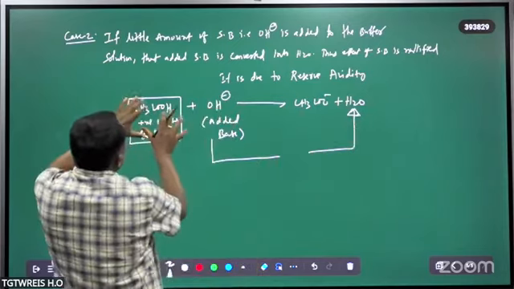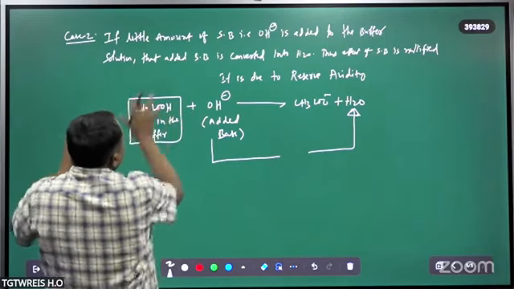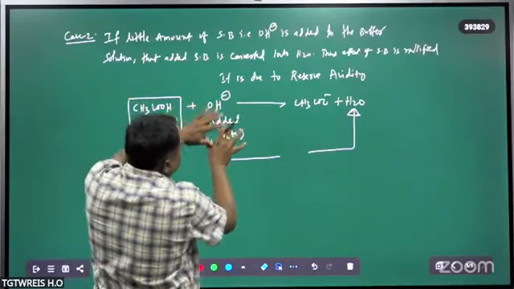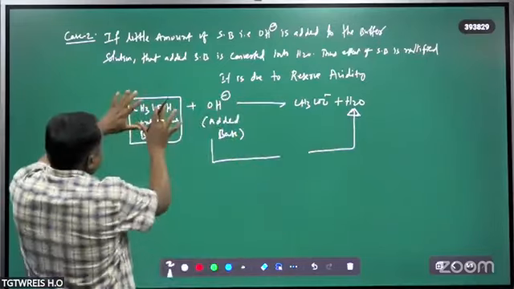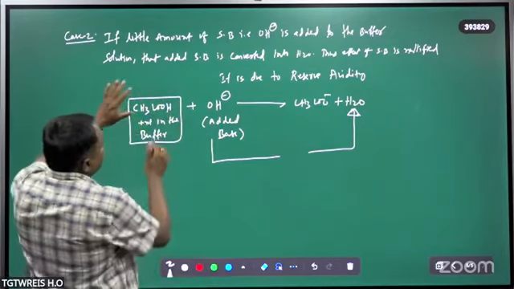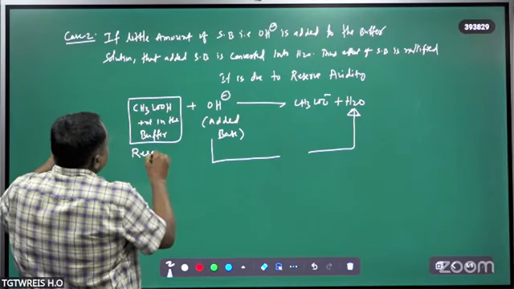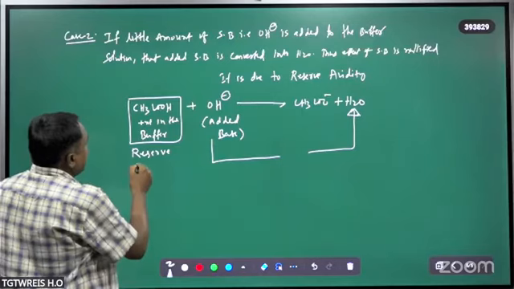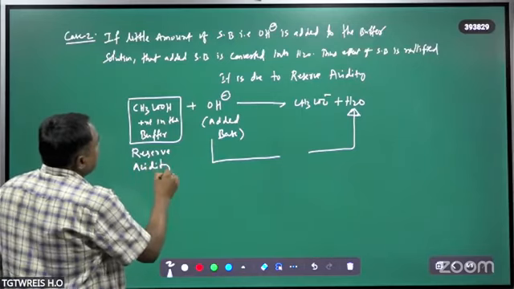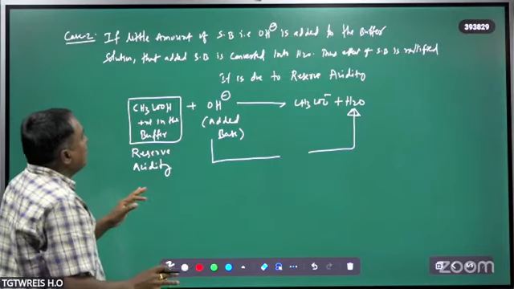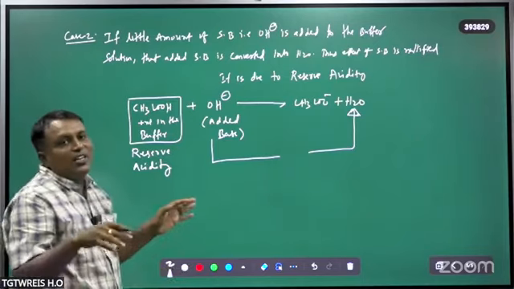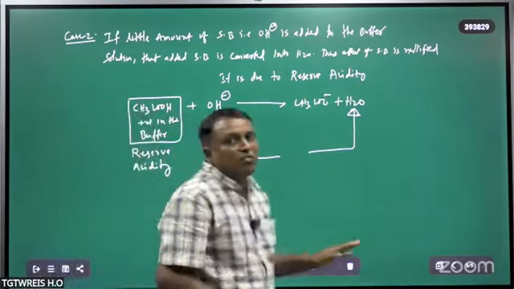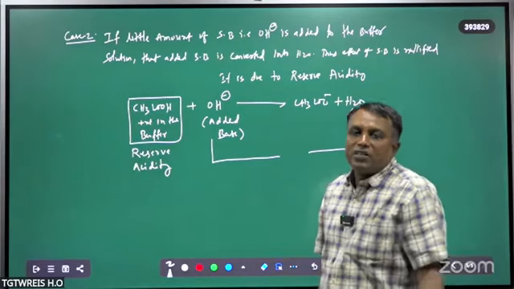Because this buffer solution has what? Acetic acid. This acetic acid converts the added strong base into water due to its presence. This is a reserve acidity, present in reserve in the buffer solution. The reserve acidity is due to acetic acid. The reserve basicity is due to the acetate anion. So this is the mechanism involved in the working action of acidic buffers.